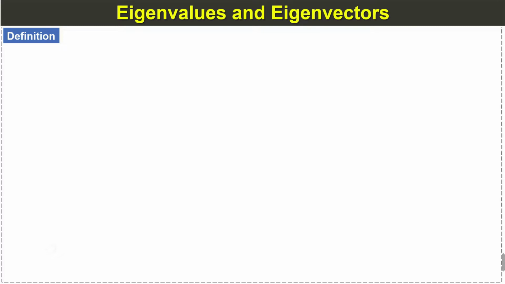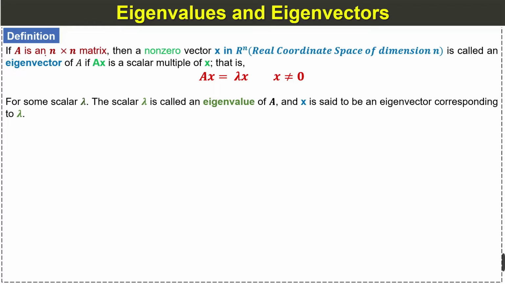So, eigenvalues and eigenvectors. First, we discuss the definition. If A is an n cross n square matrix, then a non-zero vector x in Rn, which means a real coordinate space of dimension n, is called an eigenvector of A if the product of the matrix A with the vector x is a scalar multiple of x. So here we can see that this is the matrix A and this one is the vector, and the product of these is equal to a scalar multiple of the vector x.